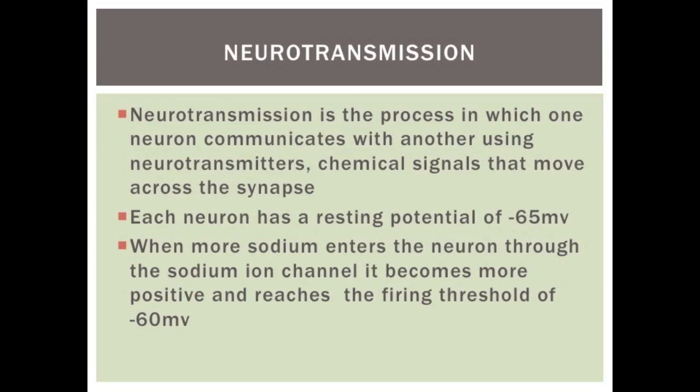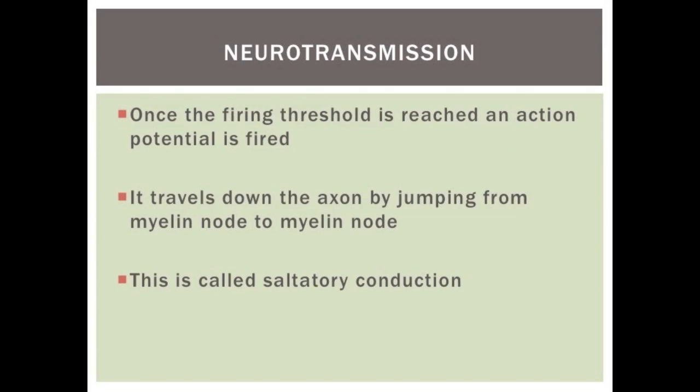Neurotransmission is a process in which one neuron communicates with another using neurotransmitters, chemical signals that move across the synapse. Each neuron has a resting potential of a negative 65 millivolts. When more sodium enters the neuron through the sodium ion channel, it becomes more positive and reaches a firing threshold of a negative 60 millivolts.